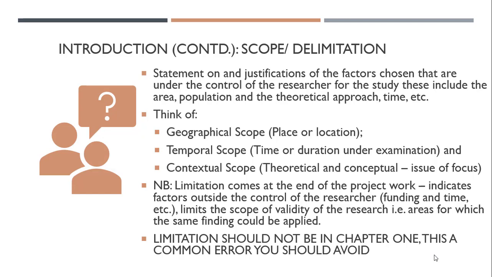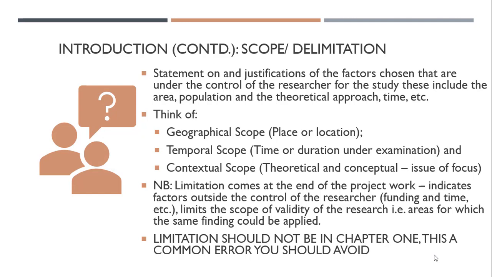So when you are writing your scope, you should think of it also from 3 perspectives. Tell us the geographical scope. What is the area that you are studying, or the population you are studying? Tie it to a location or a place. Temporal scope: which time, what is the duration under examination? And then contextual scope. What are the theoretical or conceptual issues that you are going to focus on?